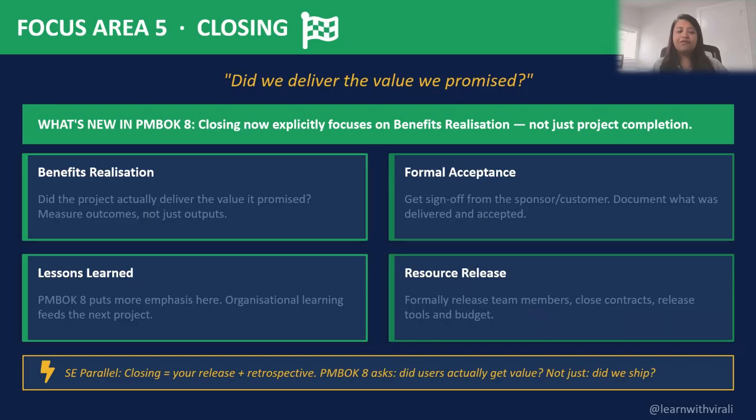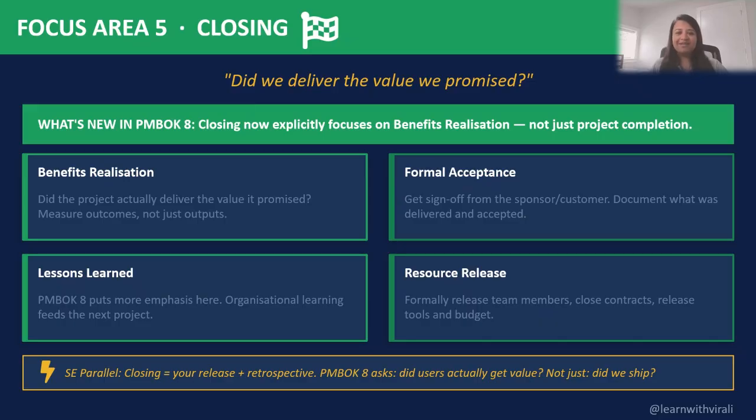So the 5th focus area is closing, and the one-liner sentence that we can remember for closing is, "Did we deliver the value?" "Did we finish the project?" is not something that we bring in from PMBOK 7, but here we are discussing whether we delivered the value that was promised to the stakeholder.